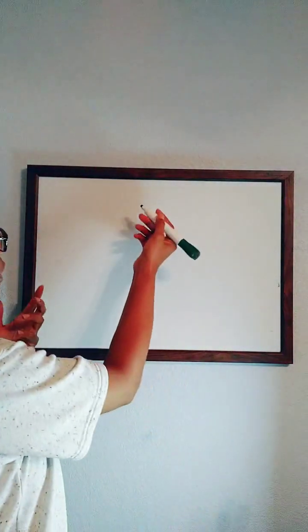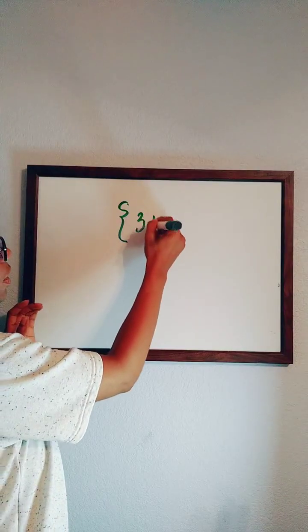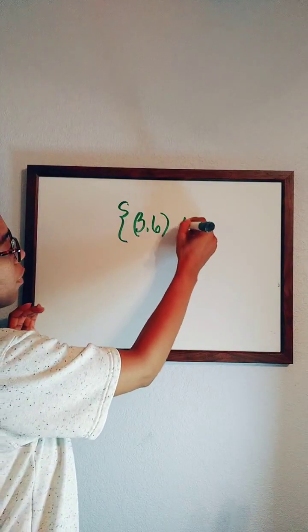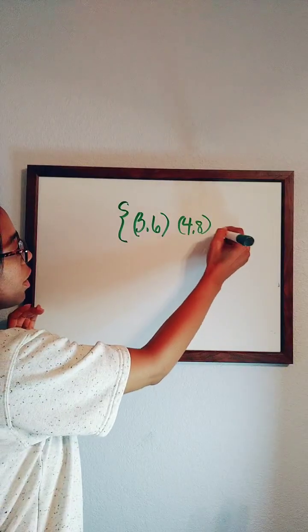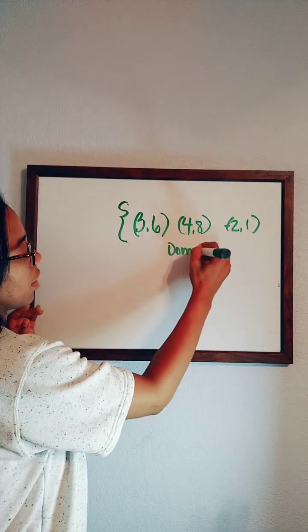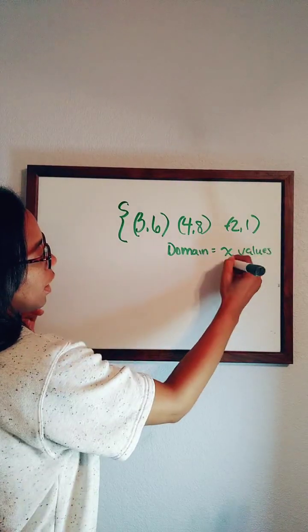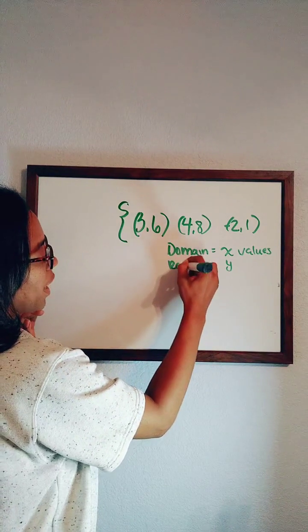How do we find the domain? Okay, so is it a function? Is it a graph? Or did they give you a set of numbers? For instance, a function is a relation. So it could be 3, 6, 4, 8, -2, and 1. Your domain is your x values, and your y values are your range.